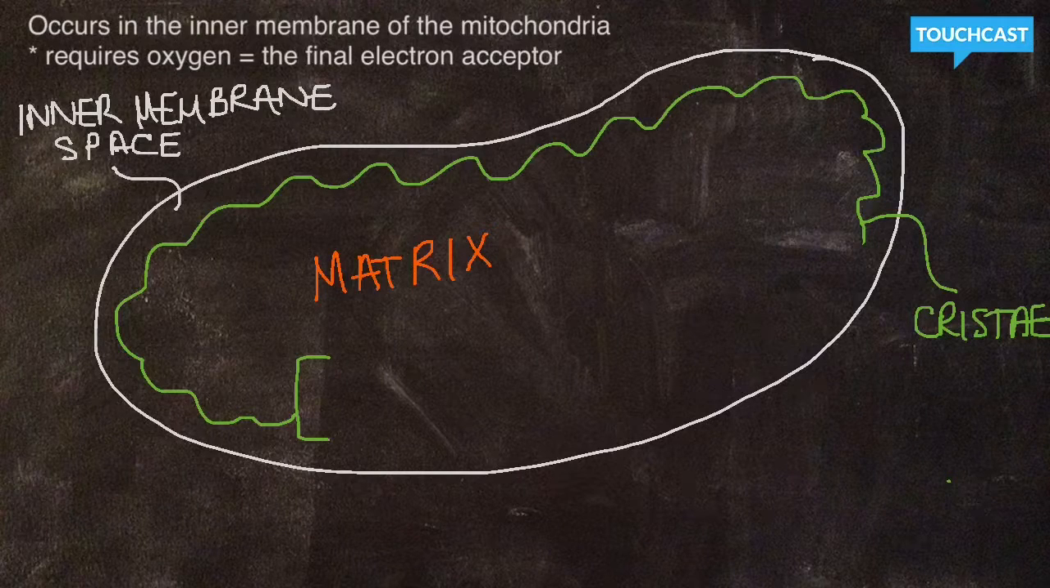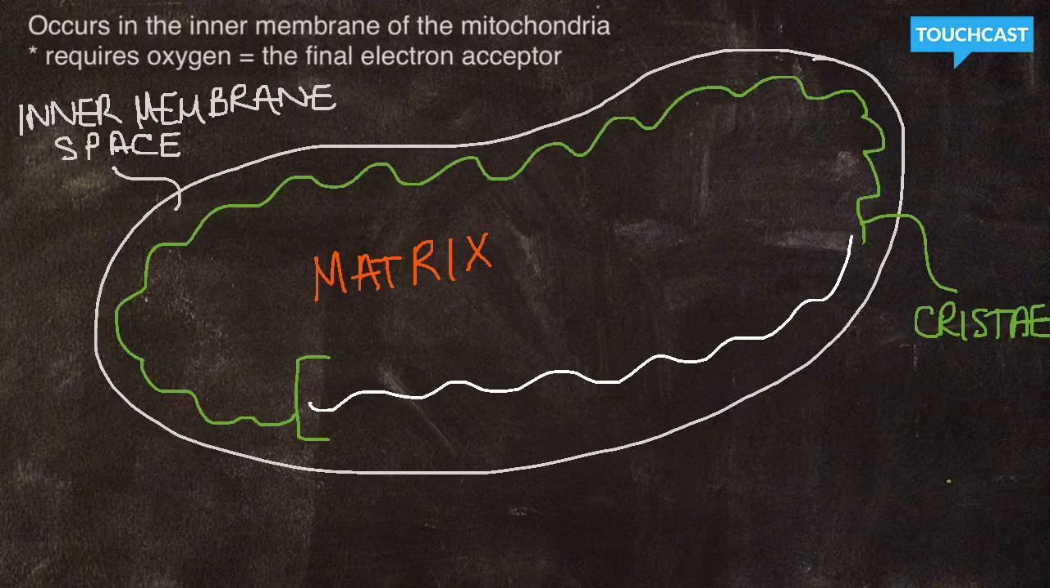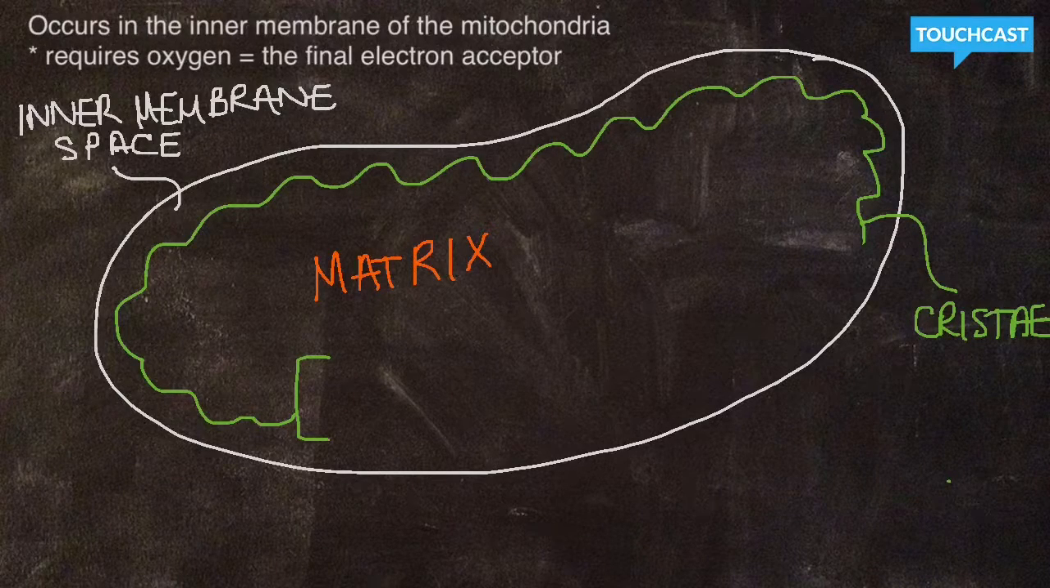Then the space between the two membranes, so between the outer membrane and the inner membrane, is called the inner membrane space. And then all of this area inside of the inner membrane is known as the mitochondrial matrix.